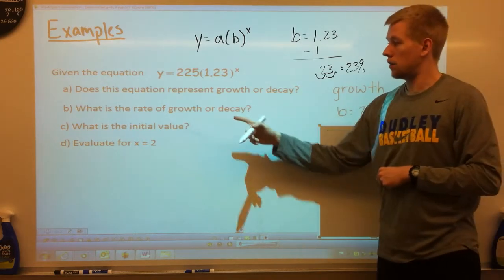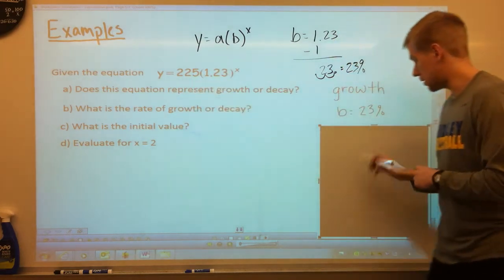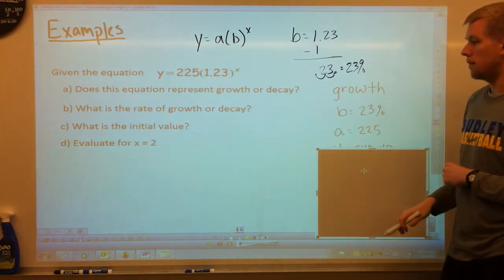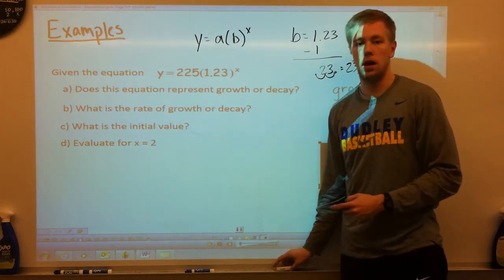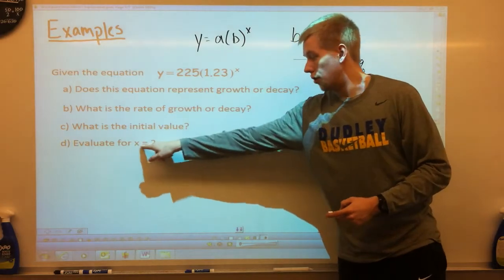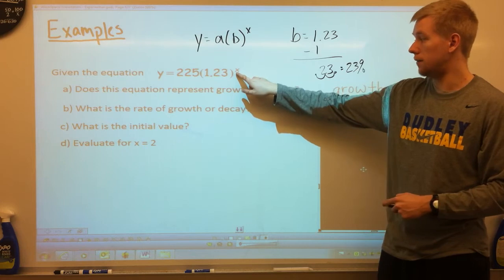What is the initial value? This is easy. The initial value, remember, is a. So my a is 225. And then evaluate. Evaluate in math just simply means plug in. So I'm going to plug in for x equal to 2. I'm going to plug my 2 right here for the x.